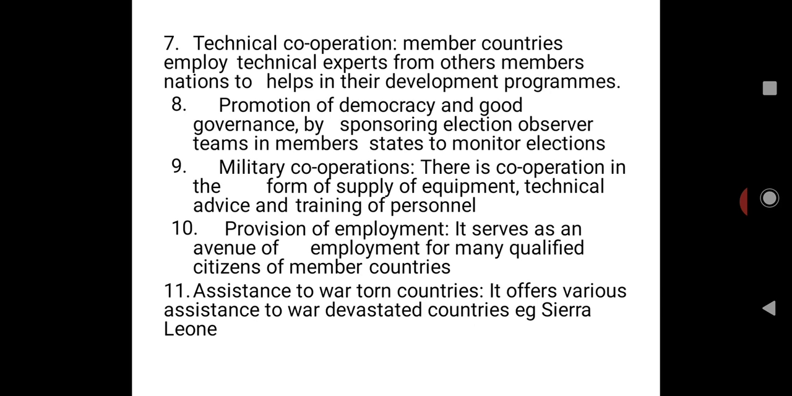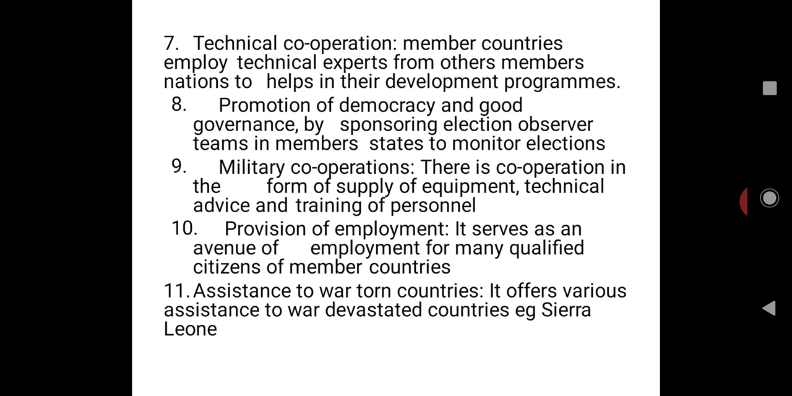Again, another benefit we derive from being a member of the Commonwealth of Nations is promotion of democracy and good governance. Now, the Commonwealth of Nations, time without number, sponsors election observers. They send teams of observers to member countries to monitor their elections. For example, they used to come to Nigeria to monitor elections.